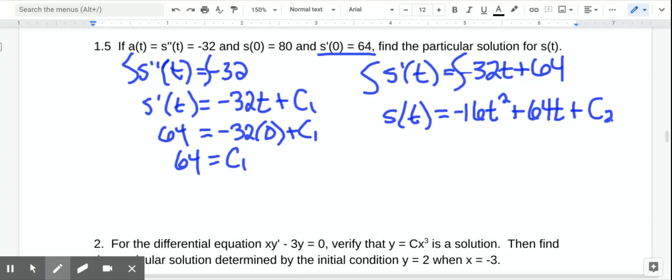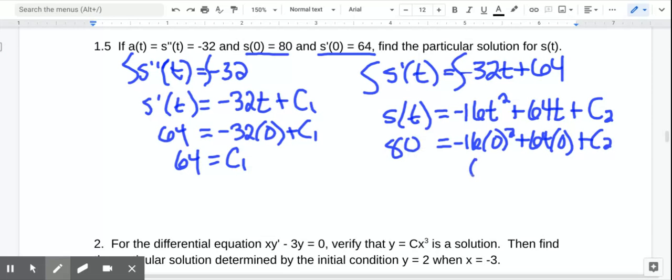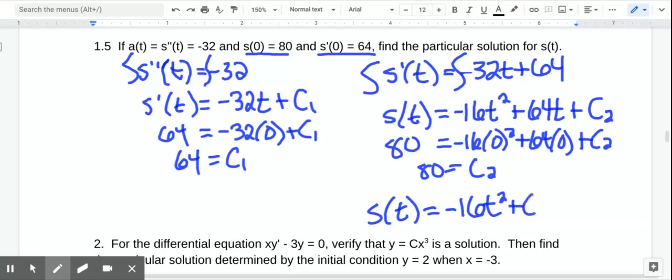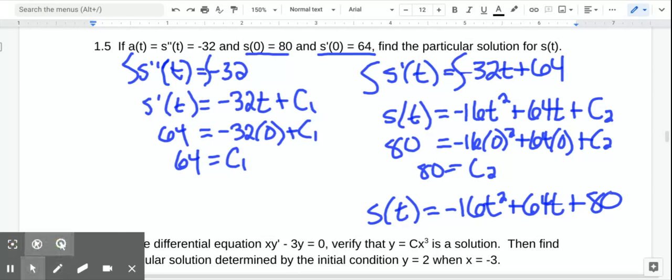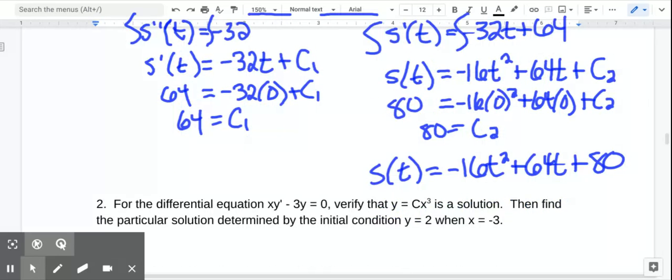And I can figure out what that is because I know that if I plug in 0 into the position function, I am supposed to get 80, which means that c2 is 80. So now I can go back and write my position function as negative 16t squared plus 64t plus 80. So that's what we mean by finding those particular solutions, is going a step further and making sure you know what those constants actually are.